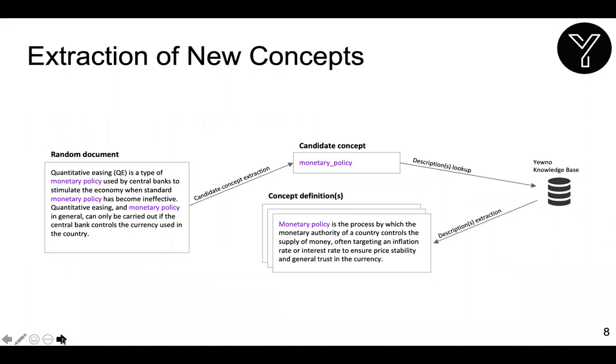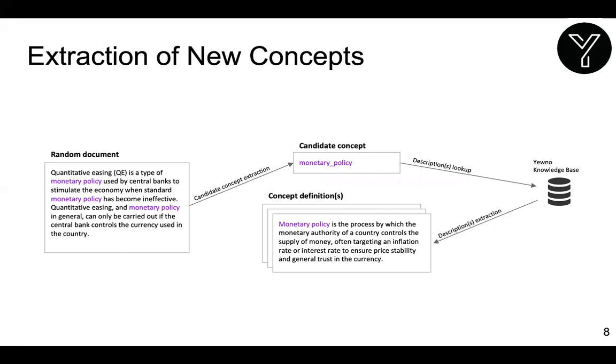So exactly how are new concepts extracted? What you can see here on the left-hand side is a piece of text from a document, and highlighted in purple in the text is the words monetary policy 3 times. As the algorithms are reading the text and they're identifying monetary policy as a potential candidate, it then gets extracted and promoted. And having been promoted, the next thing you need to know is a definition. So a description lookup tries to find automatically a definition for that concept.